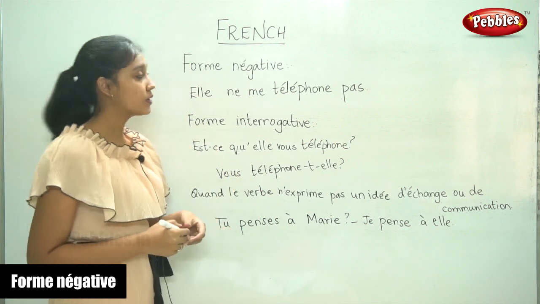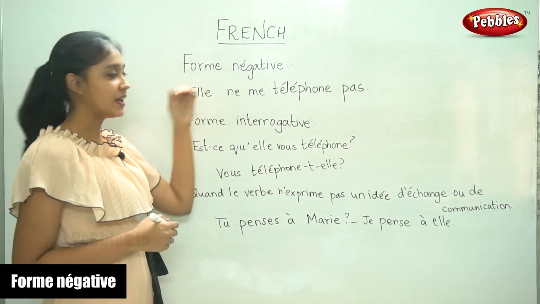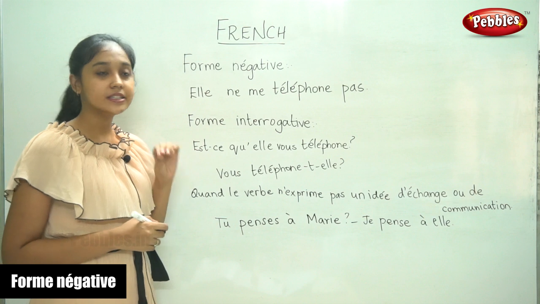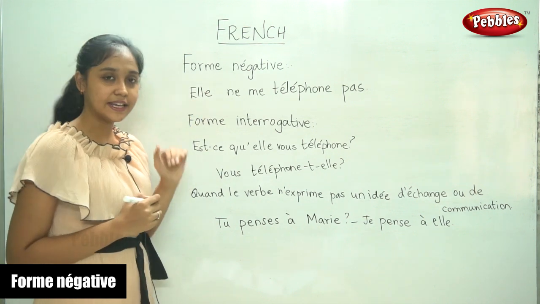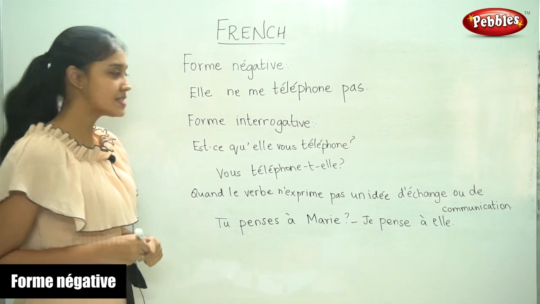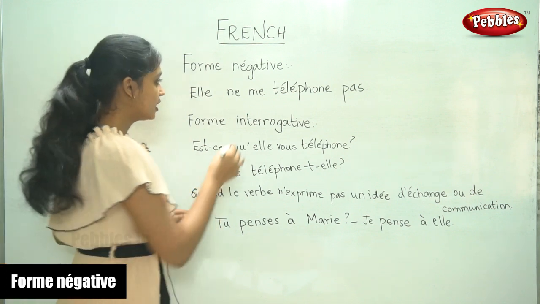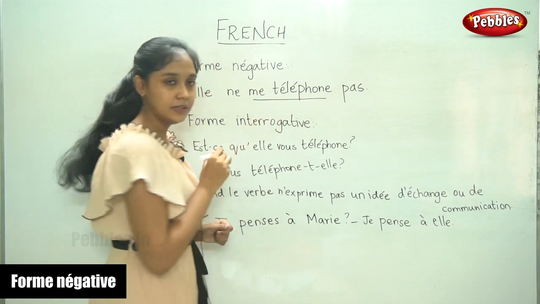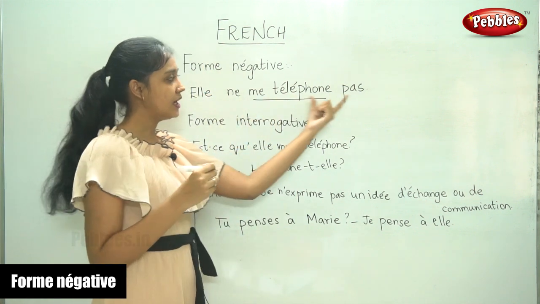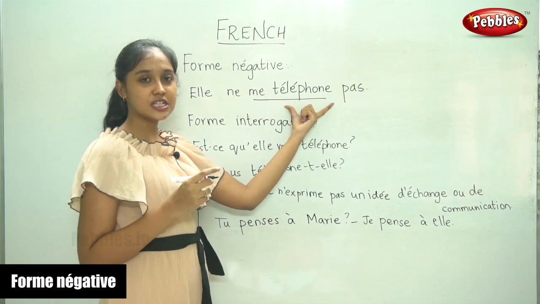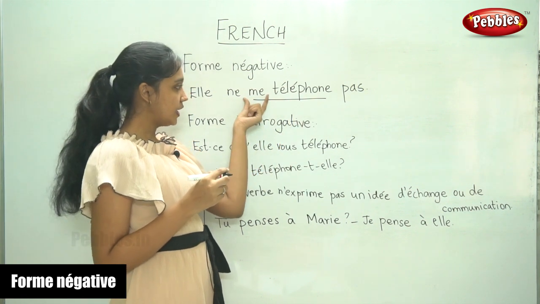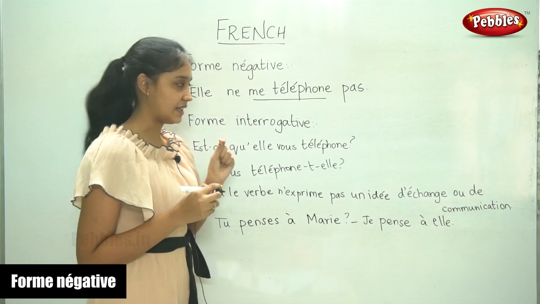So now we are going to see the negative form. So how to write the indirect complement pronoun in the negative form. This is similar to the previous case, right? Ma telephone, and we have ne before and pas after. Instead of writing ne and pas just before and after the verb, we include me also inside.